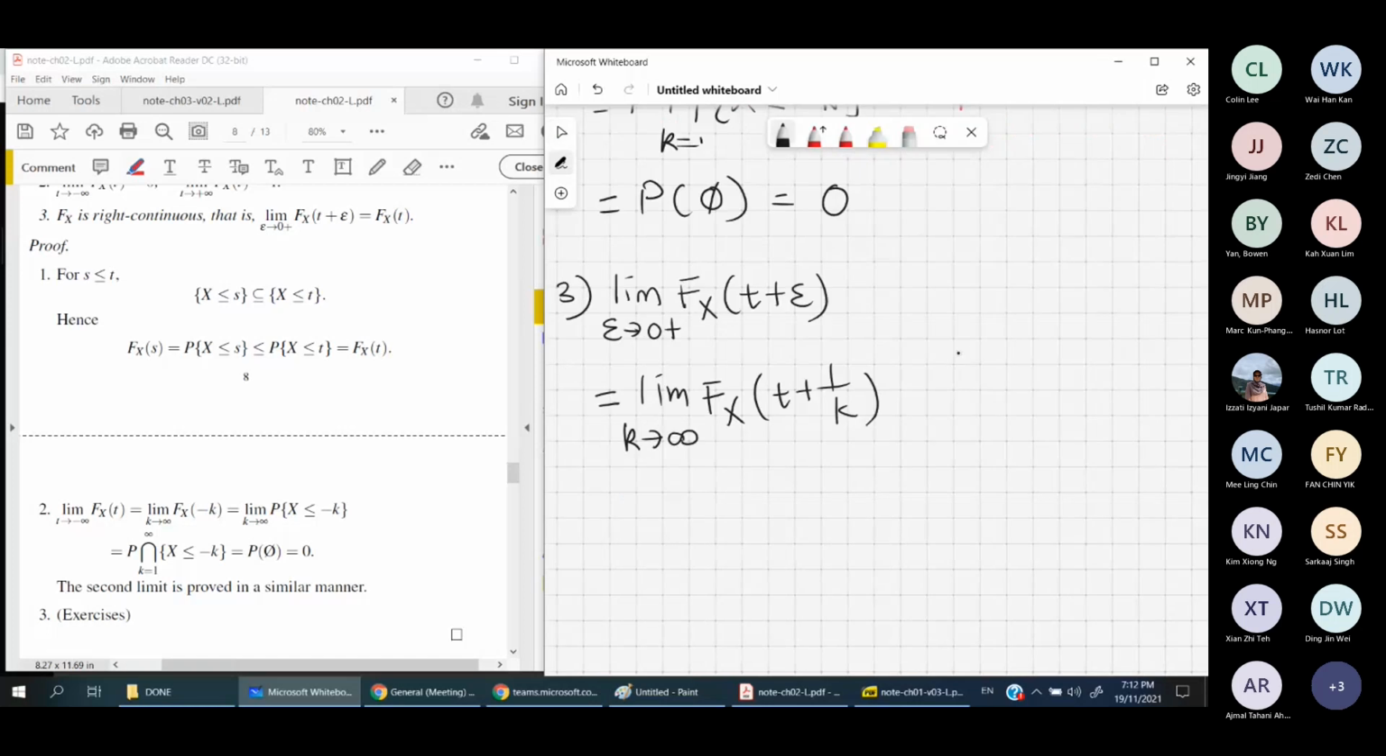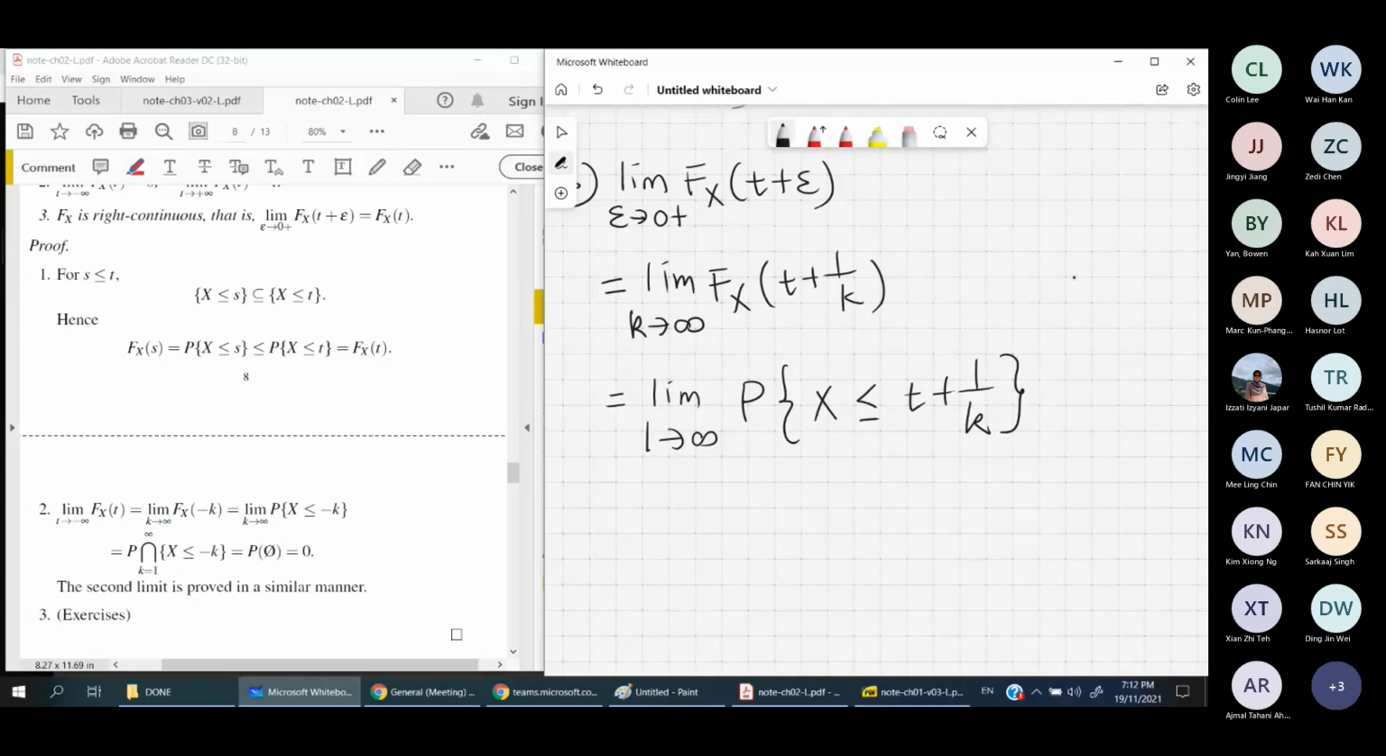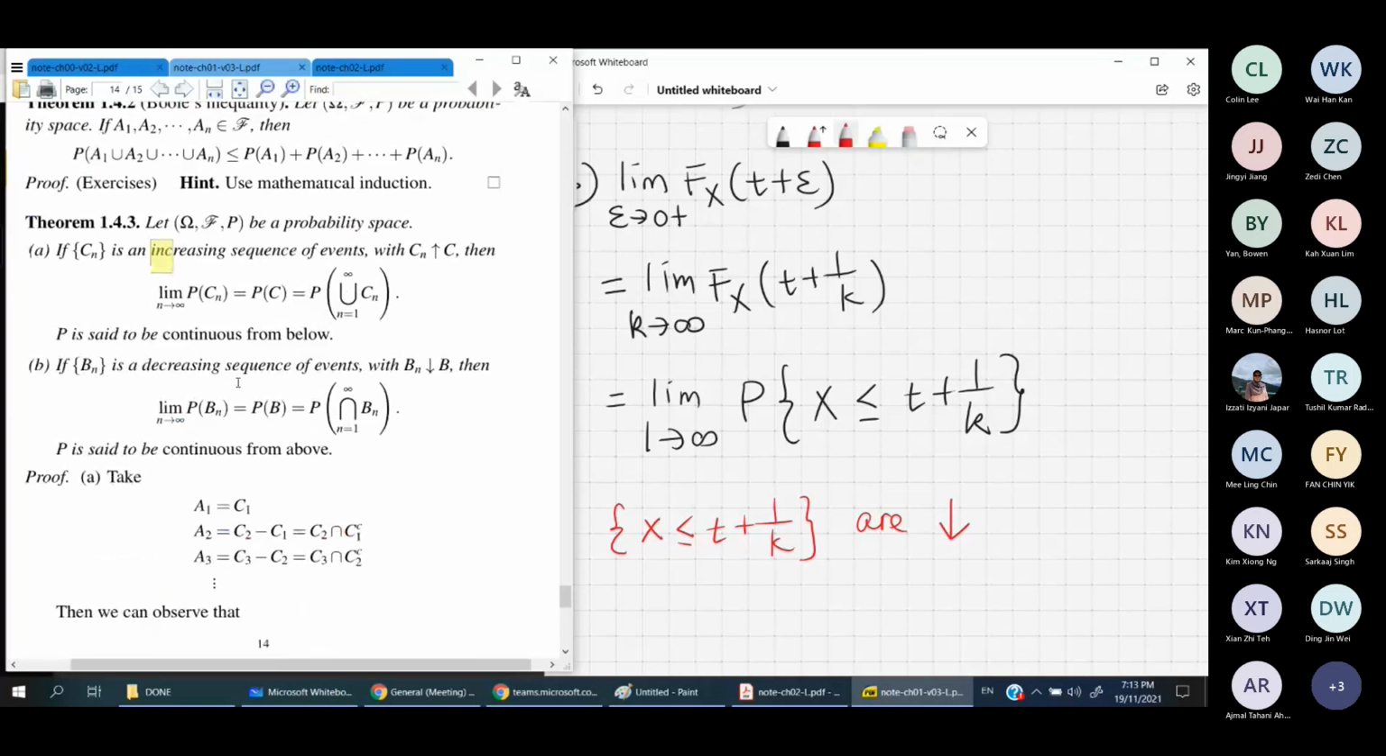Next, we put in the definition for F, that will be the limit as k goes to infinity. This part will be the probability of X less than or equal to t plus 1 over k. Again, same idea: you can see these events, X less than or equal to t plus 1 over k, are all decreasing. You can verify it similarly to case 2. When this is decreasing, we can refer back to the same formula once again, the formula for a decreasing sequence of events.